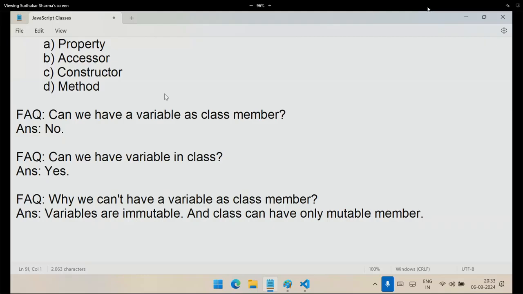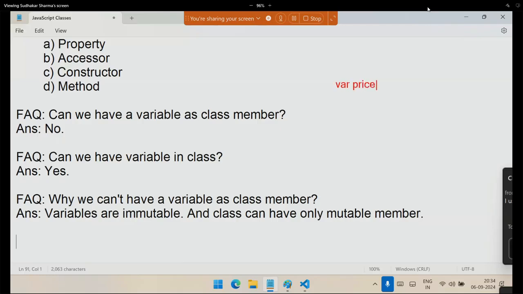Immutable is not about data. Immutable is about their data structure. A structure cannot change dynamically. For example, why is it immutable? The concept is simple. Suppose I defined var price is equal to some initialized price. Now I want price in such a way that it cannot be changed. Then how? If I declare var price, it can be changed.